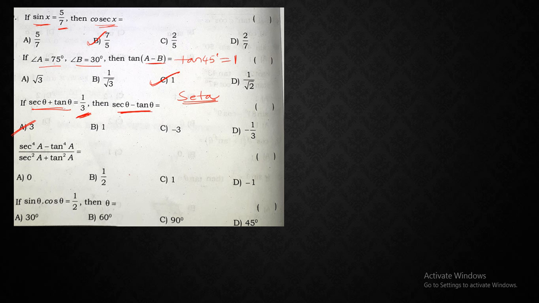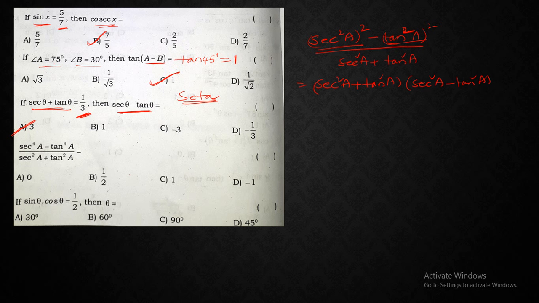Next, secant power 4a minus tan power 4a by secant square a plus tan square a. So this is the question. Secant power 4 I can write as secant square whole square, right? Next, tan power 4a I can write as tan square a whole square, whole divided by secant square a plus tan square a. So the numerator is in the form of a square minus b square. So a square minus b square I can write as a plus b into a minus b. What is a? a is secant square a, b is tan square a. So a plus b into a minus b, right?